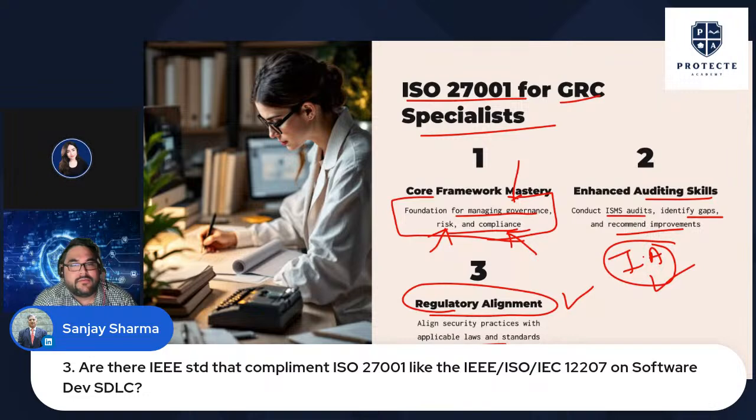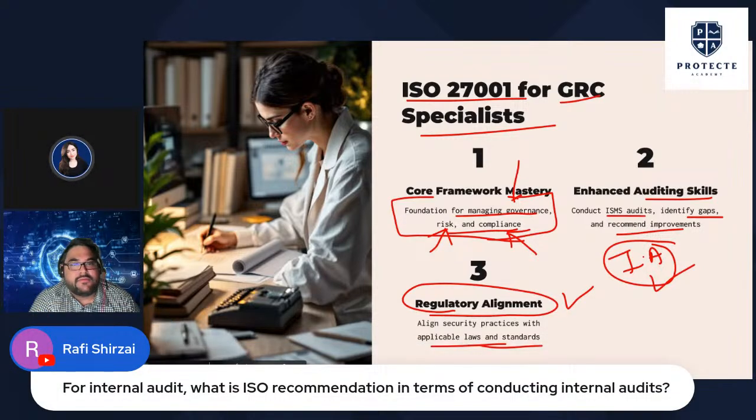Right, Sanjay. Great. So Rafi has a question from YouTube. For internal audit, what is the ISO recommendation in terms of conducting internal audits? Very good question, Rafi. First of all, don't think that what ISO is asking you to do is only a part of the standard. You understand why internal audit is helpful for your organization. That should be your approach. As per ISO, I should conduct it in clause number 9.